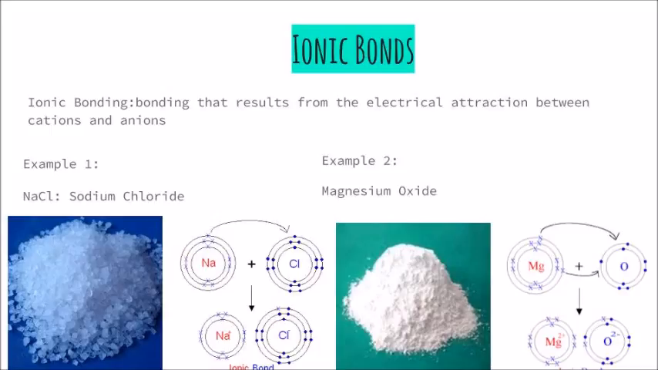In example 1, we have sodium and chloride. Sodium provides its electron to chloride, and chloride decides to keep it. In example 2, the same case occurs. Magnesium provides oxygen with an electron, and oxygen decides to keep it.